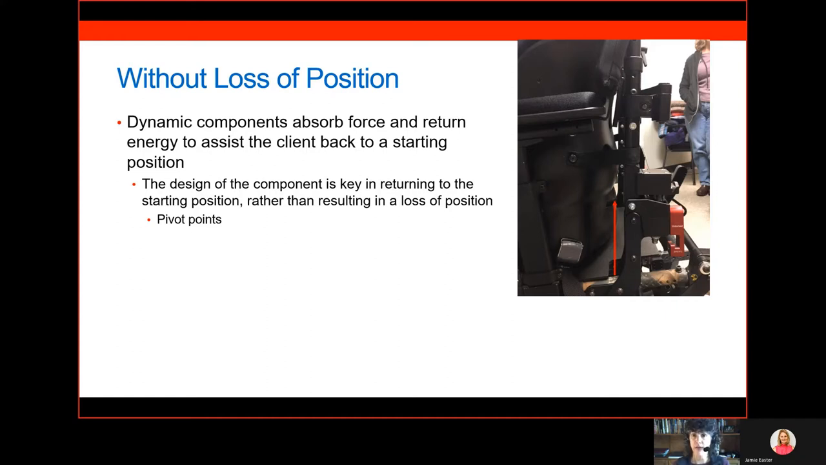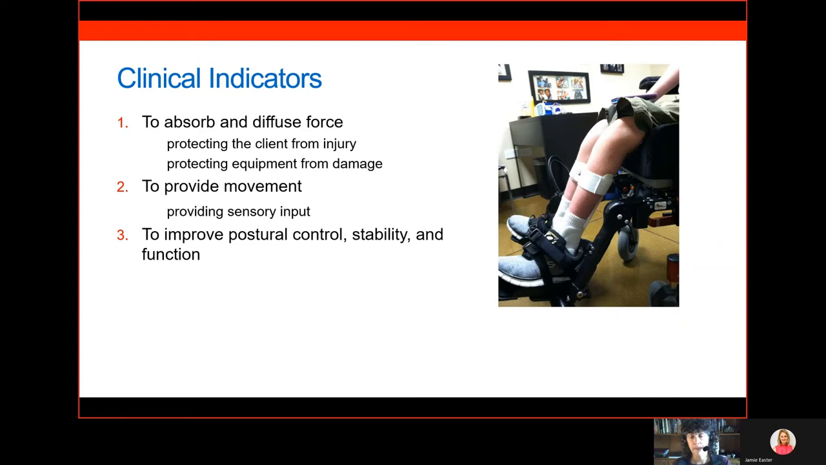So in this picture here, we have a dynamic back, and the dynamic back starts movement quite a ways up. It starts about the level of the cushion of this molded seating system. It's very important that the pivot point is this high, otherwise as a client returned to neutral, they'd be likely to collapse into a posterior pelvic tilt. So that's some more about the definition of dynamic seating.